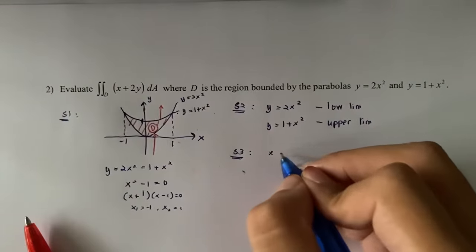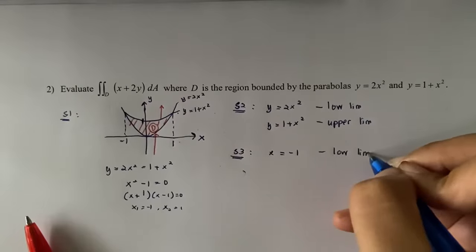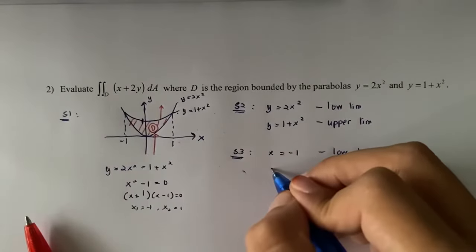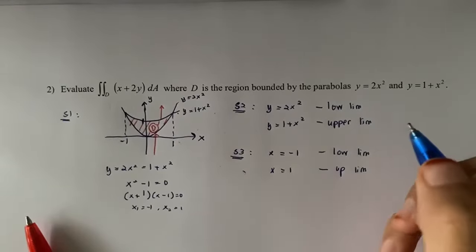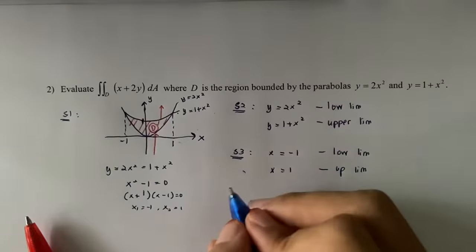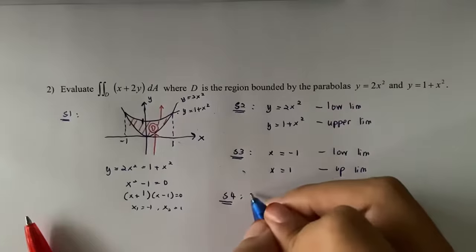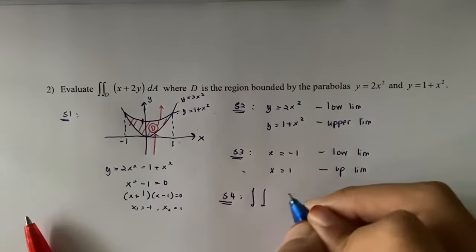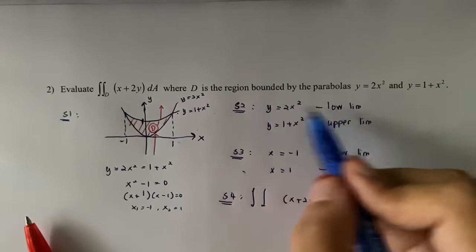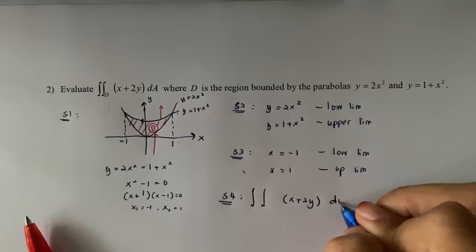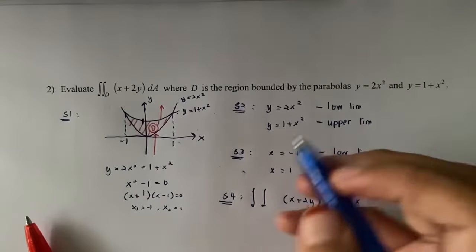So for the x limit, x equal to negative 1 is the lower limit, from here. And then x equal to 1 is the upper limit. Now you have all the limits. You can move to the fourth step, the last step, to write the double integral. So you have x plus 2y. In the second step, you have the y limit. So you write your dy first, followed by dx. Put in your y limit and x limit.